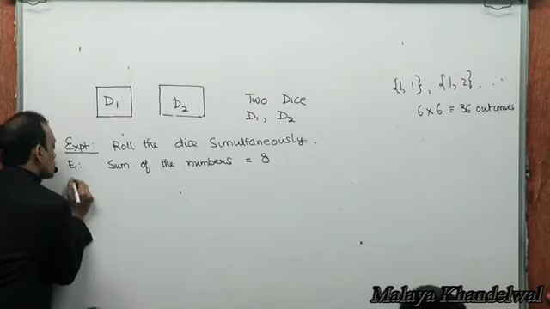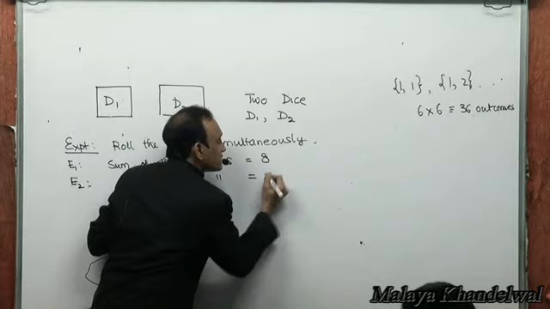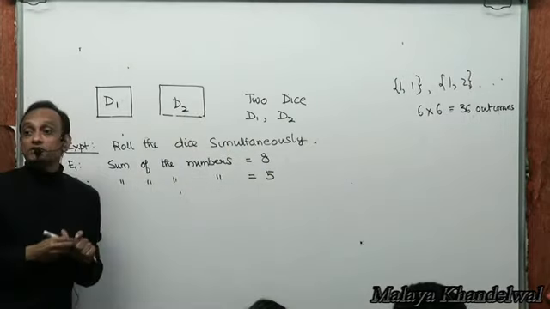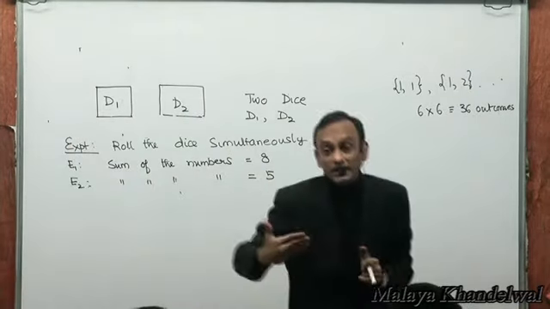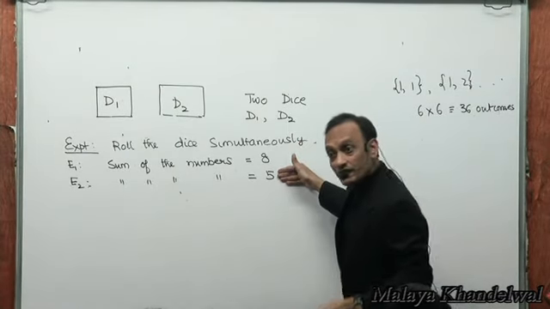Another event, which is also a subset of the sample space, could be, let's say, sum of the numbers is 5. That's also a subset of the sample space. That's another possible event, right? This could happen in very many ways, right?